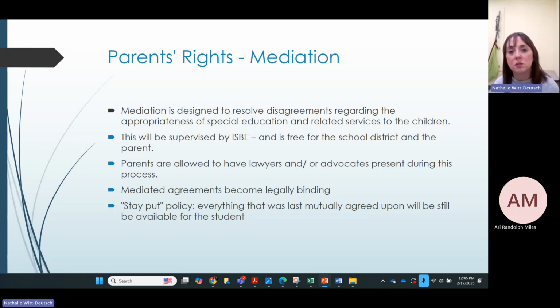And there is a state policy that the last thing that was mutually agreed upon within the IEP and the services that were agreed upon will still be made available for the student. No changes will be made to the IEP or the services or the placement that they're receiving. Everything has to stay the same while this mediation is taking place.